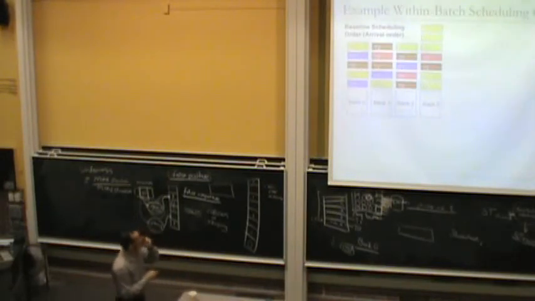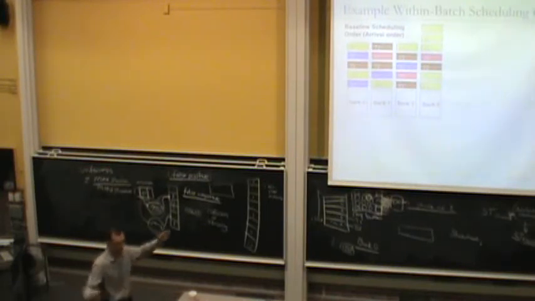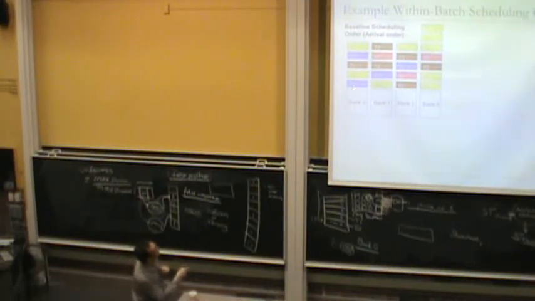So let's see how this actually improves performance, at least within this batch. So let's say this is your baseline scheduling order, which is the same as arrival order. Let's say this is the time in which requests are serviced.